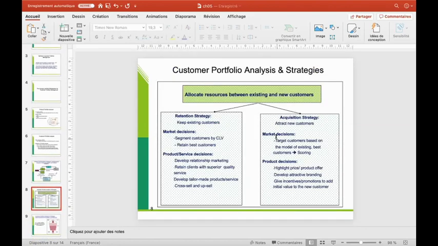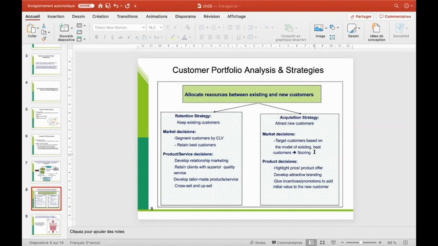Acquisition strategy: you have to attract your customers. As we have just seen, the marketing decisions are to target customers based on the model of existing best customers. So as we have seen, if your best customers are business travelers, you have to acquire business travelers. And then with scoring, you can see which are the best customers in the future. It's a kind of regression model showing you how customers might behave in the future.